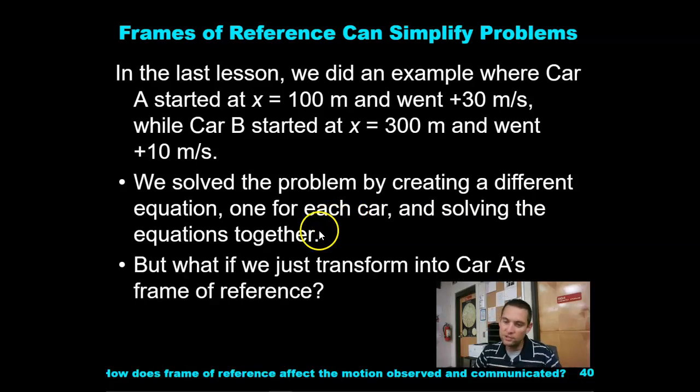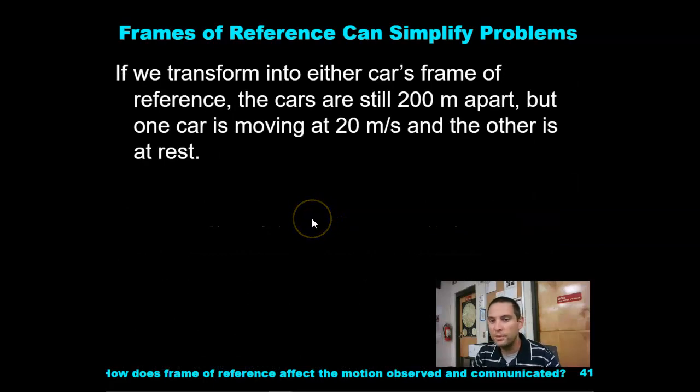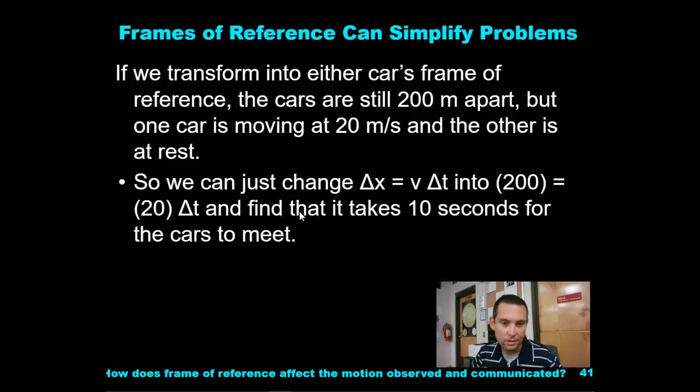But what if we just transform into car A's frame of reference? We can transform into either car's frame of reference. The cars are still 200 meters apart, but one car is moving 20 meters per second and the other car is at rest. If we can ever get something at rest, that's what we want to do, because that means something is 0 and we can just cancel it out. So we can just plug in a 0.